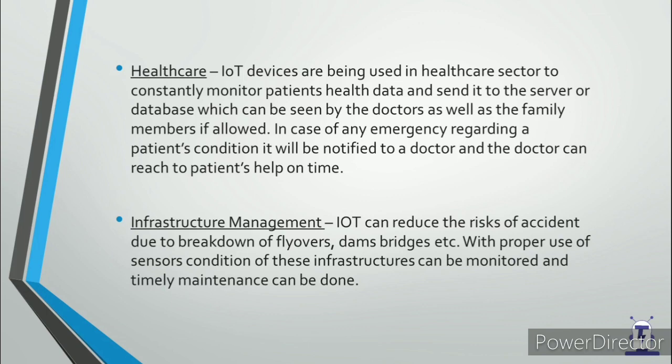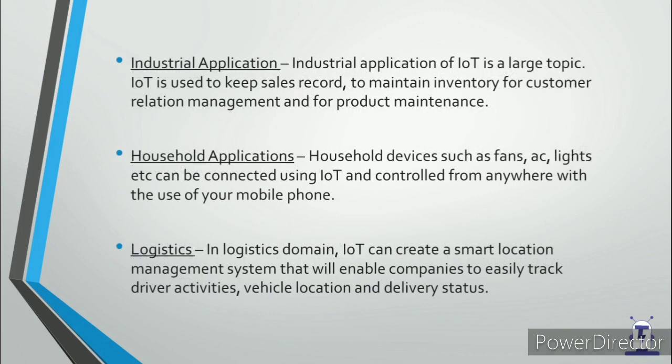Infrastructure management. IoT can reduce the risk of accidents due to breakdown of flyovers, dams, bridges, etc. With proper use of sensors, the condition of these infrastructures can be monitored and timely maintenance can be done. Next comes the industrial application. Industrial application of IoT is a large topic. IoT is used to keep sales records, to maintain inventory, for customer relation management, for product management and many more. Household applications. Household devices such as fans, AC, lights, etc. can be connected using IoT and controlled from anywhere with the use of your mobile phone.